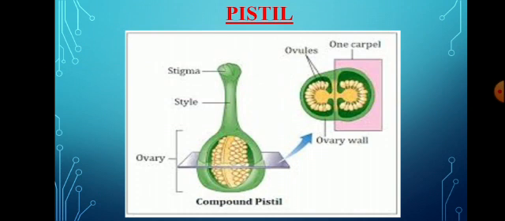The pistil has three parts. Stamen has two parts, anther and filament. The pistil has three parts, stigma, style and also ovary. The pistil is a flask-shaped organ in the center of the flower, with a swelling part at the end.